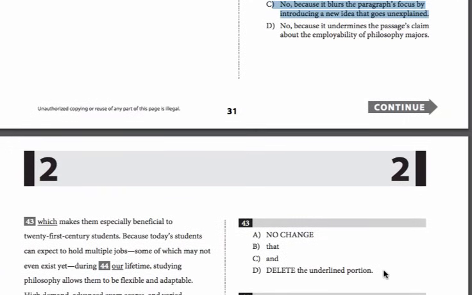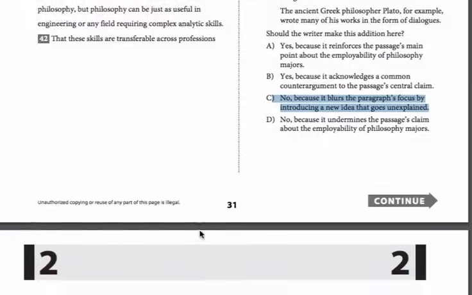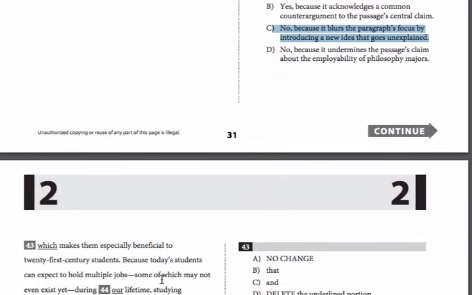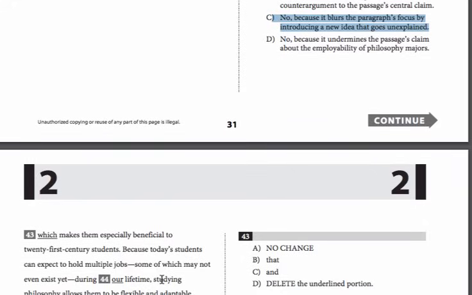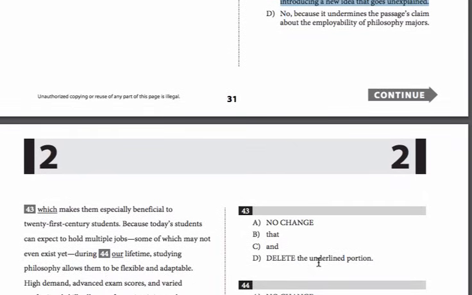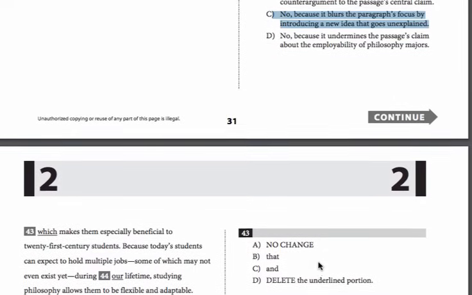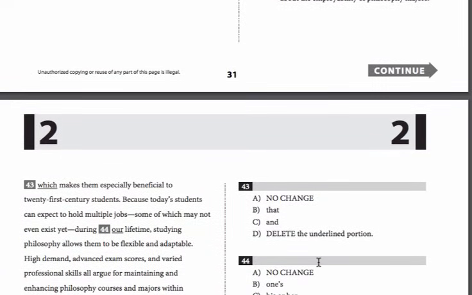Delete the underlined portion. Boom. Okay, you notice how I can't even really read this all the way? That these skills are transferable across professions, which makes them especially, that makes them especially, and makes them especially beneficial. I hate all of them. But now just delete it and read this. That these skills are transferable across professions makes them especially beneficial to 21st century students.